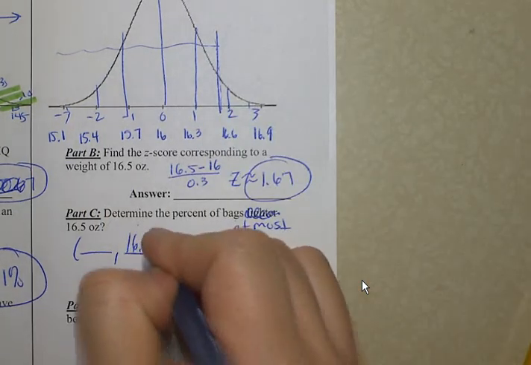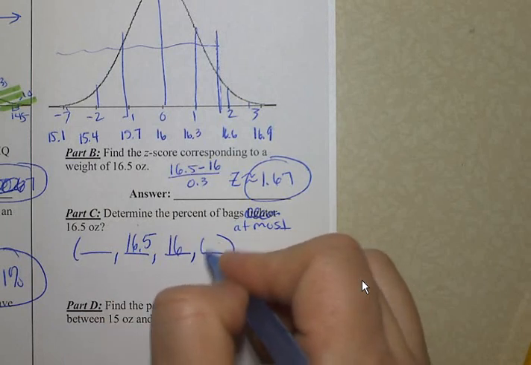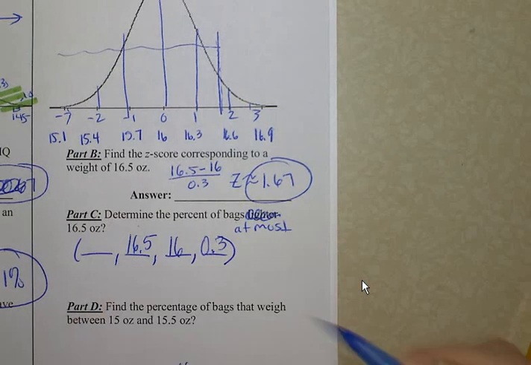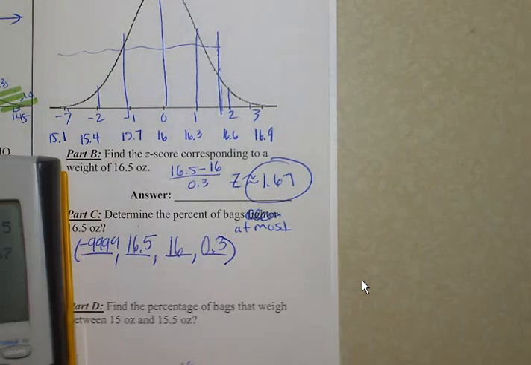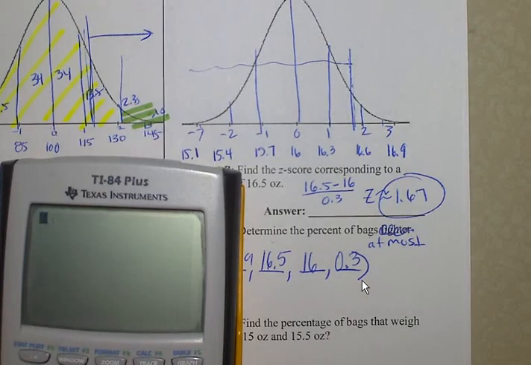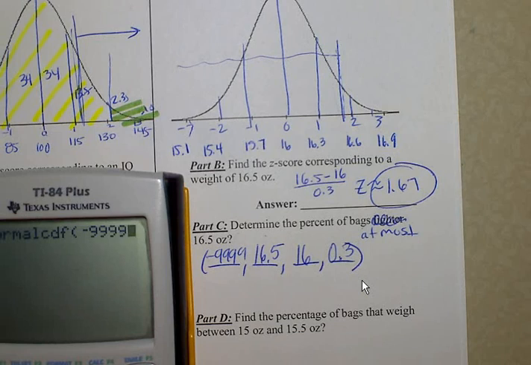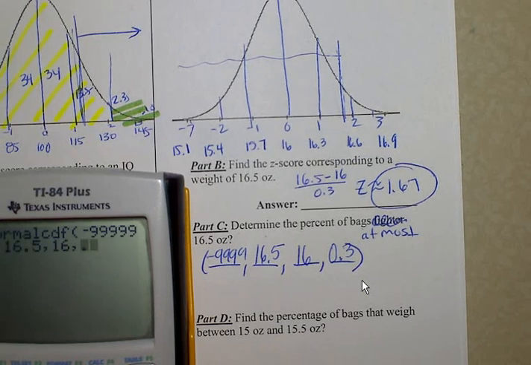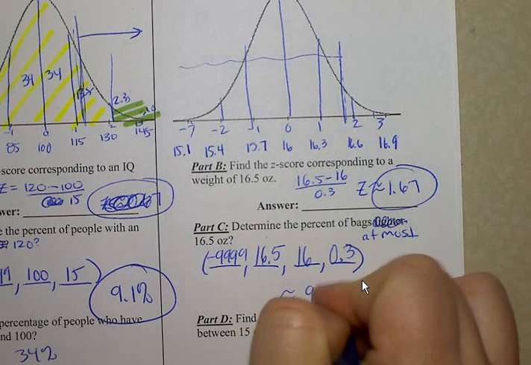16.5. And my average for this problem is 16, and the standard deviation is 0.3. I don't know the smallest, so it's -999. Let's find a percentage and round it to the nearest tenth of a percent. Approximately 95.2%. Approximately 95.2%.